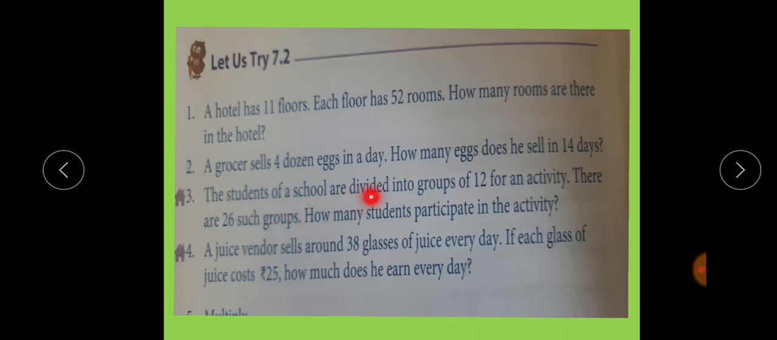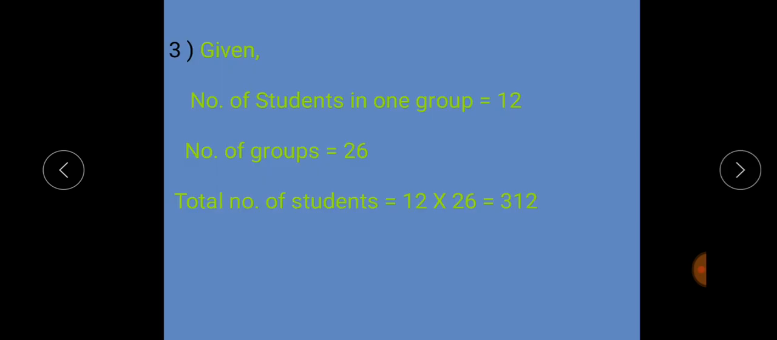Third question: the students of a school are divided into groups of 12 for an activity. There are 26 such groups. How many students participate in the activity? It's given the number of students in one group is 12. There are 26 such groups. So the total number of students is 12 into 26. It's 312. Okay.